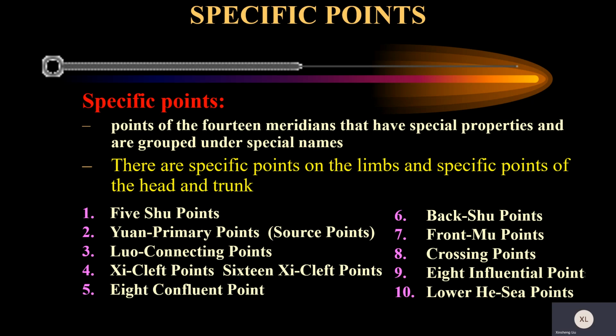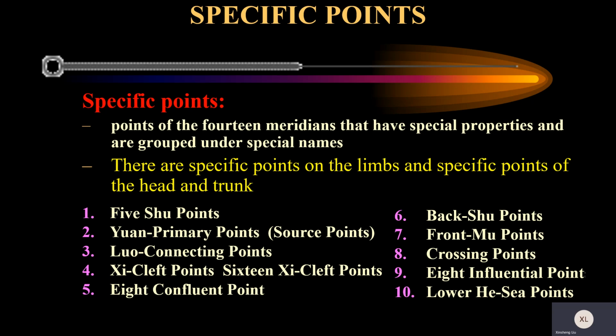So specific points. How many specific points? We discussed that, right? Specific points, points of the 14 meridians that have special properties that are grouped under special names. Because Asian people practiced for so many years, they know their specialty. The points are so different. Some points have wide, powerful therapeutic effects. Some points have a common local effect, different. So here we listed about 10 different categories of the special points.